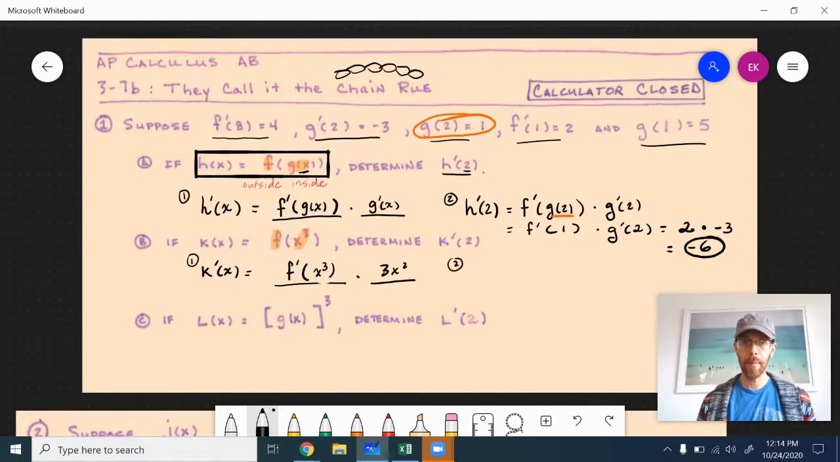So now, second step, the problem is asking us for the rate of change at 2. So I'm going to plug 2 in here and here, which would give us the rate of change of f at, if I plug a 2 in, 2 cubed would leave us with 8, multiplied by 3 times 2 squared.